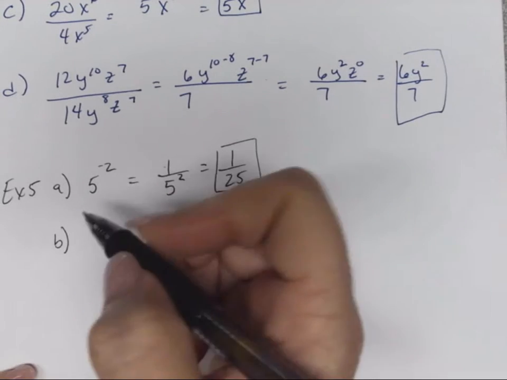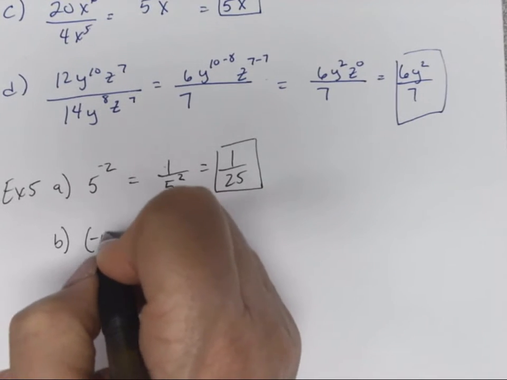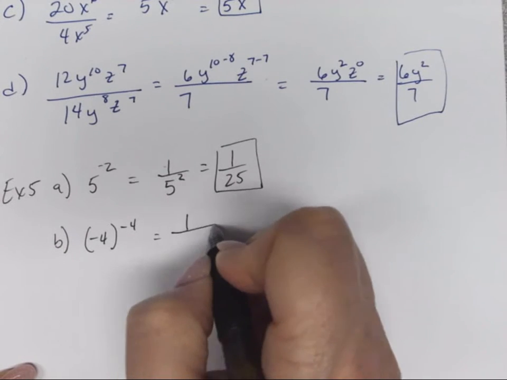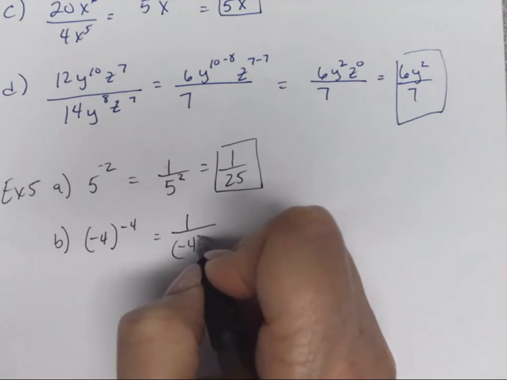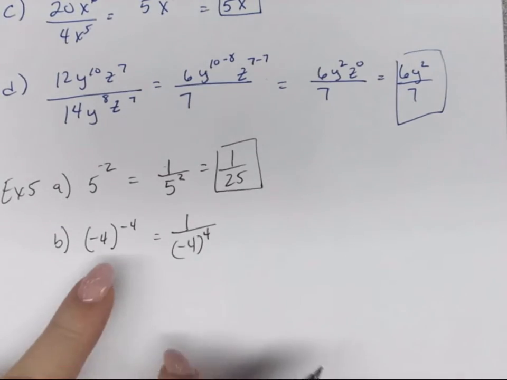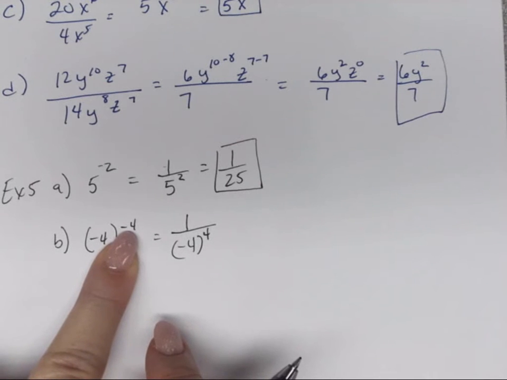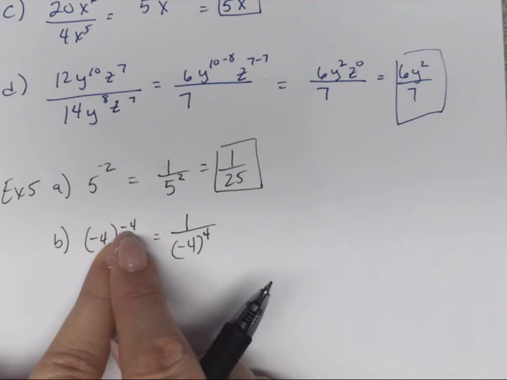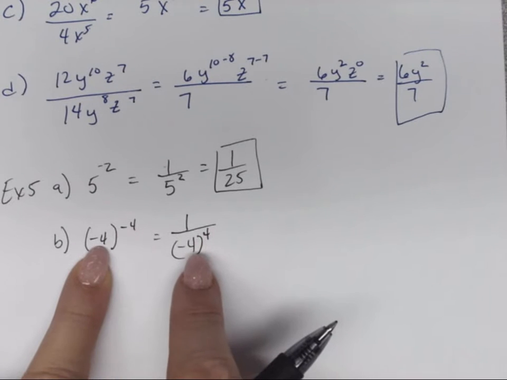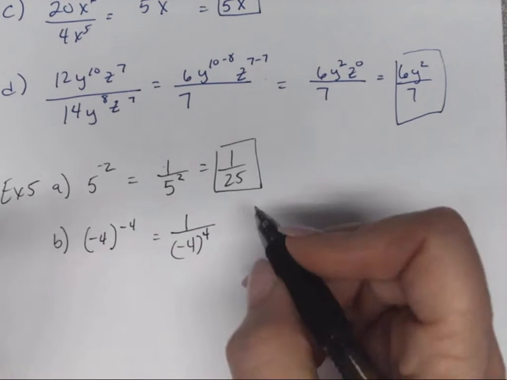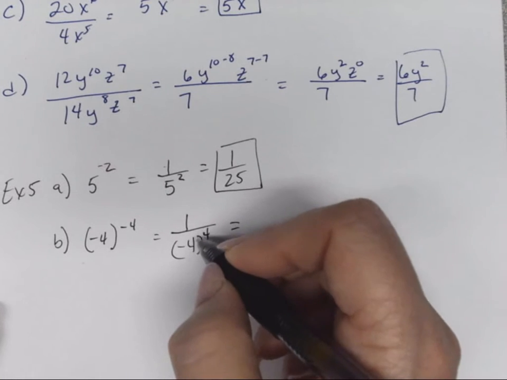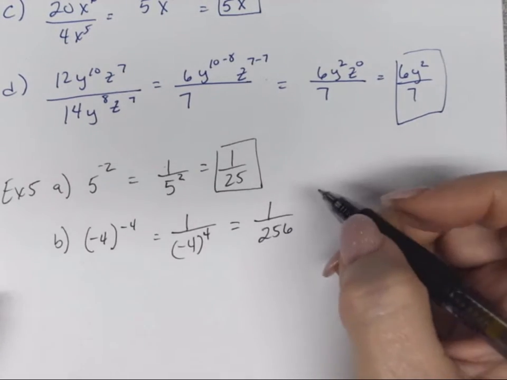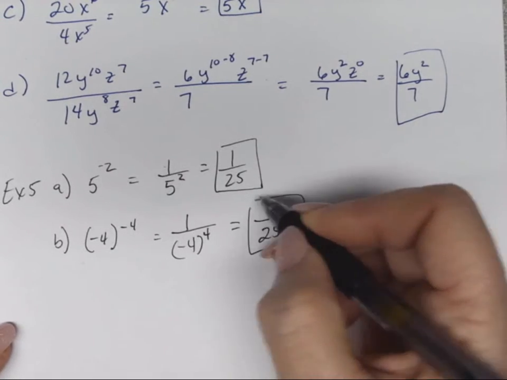All right, so as far as simplifying, if we have negative 4 to the negative 4th power, this will be 1 over negative 4 to the positive 4. The only thing that changes, the only sign that changes, is the outside exponent. It will become positive. The negative on the number stays the same. Well, negative 4 to the 4th is going to be 1 over 256. So that would be your final answer.